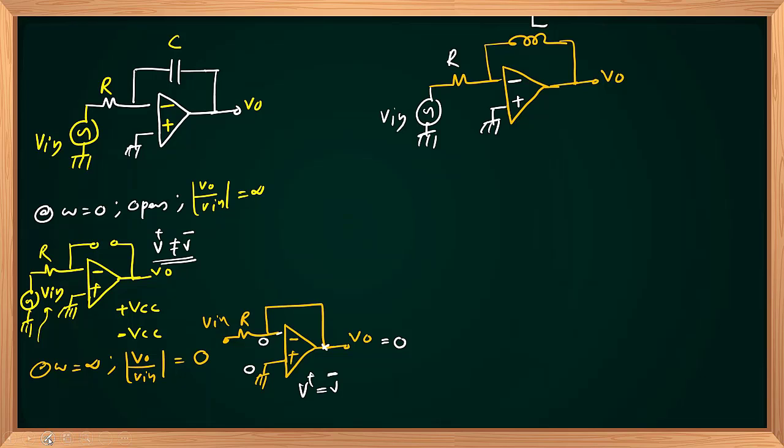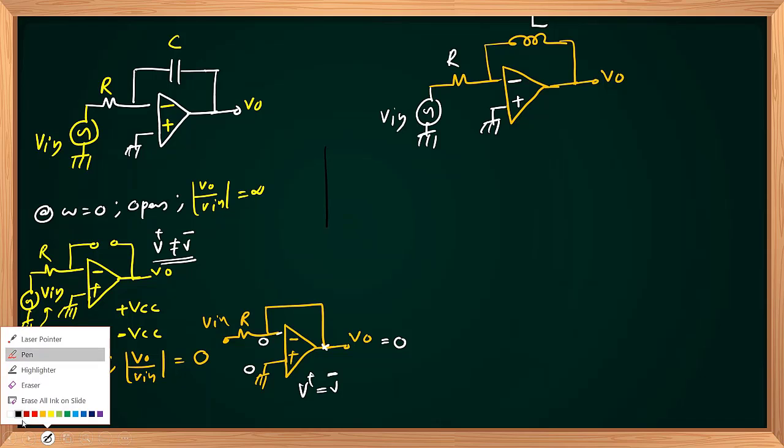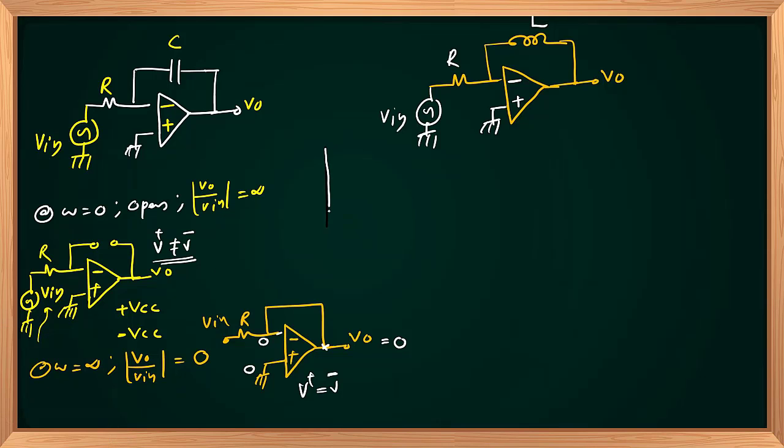So if we are plotting the response of the magnitude of V out upon V in versus omega, at omega equal to 0, the voltage gain is infinity, and as omega tends to infinity, the voltage gain decreases to 0. So it has the nature of a low pass response, so it is a low pass filter.